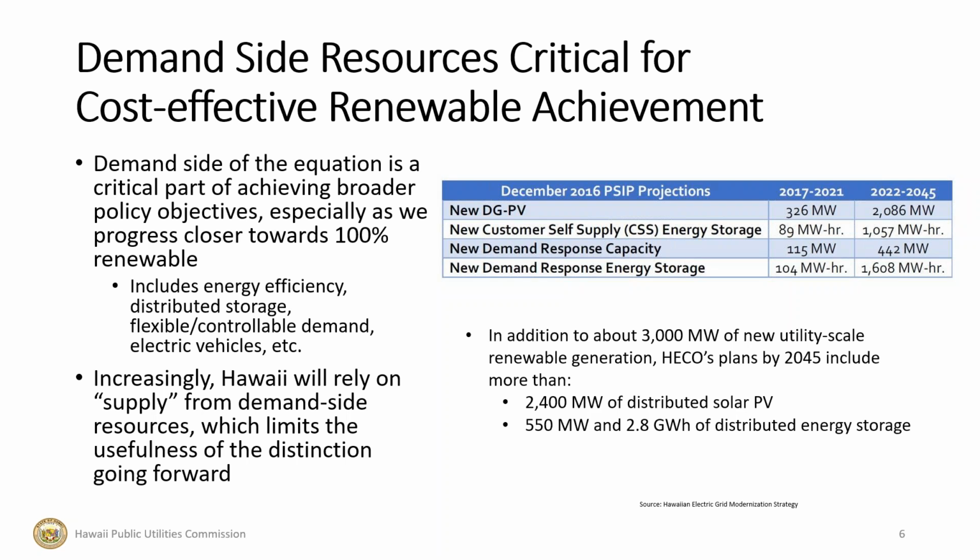So in the longer term, Hawaiian Electric plans for about 2,400 megawatts of additional distributed PV, and that includes a substantial quantity of energy storage at the distributed level as well. So this is a remarkable scaling up of demand-side resources.